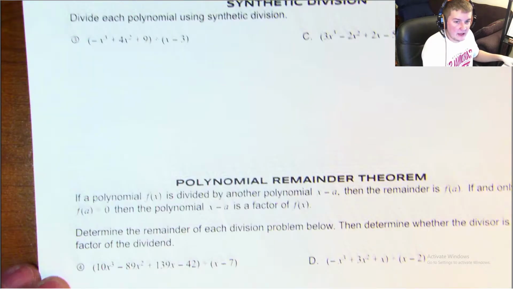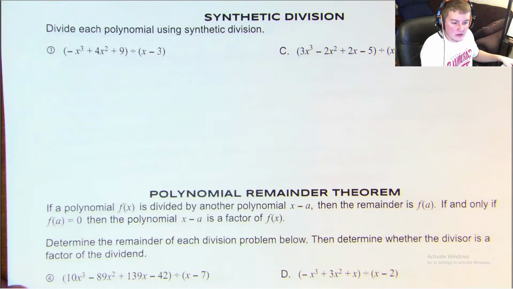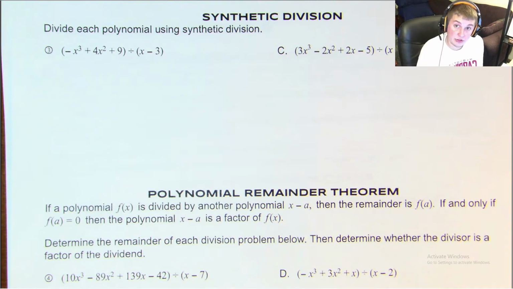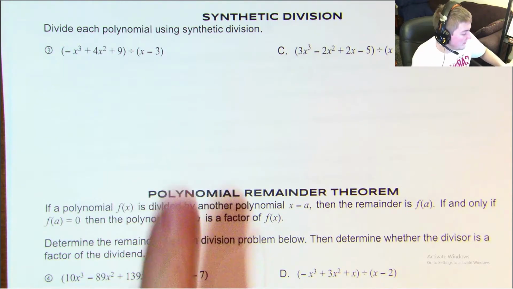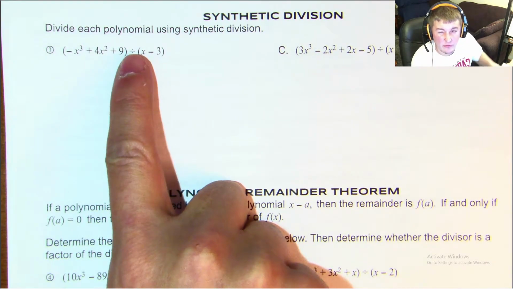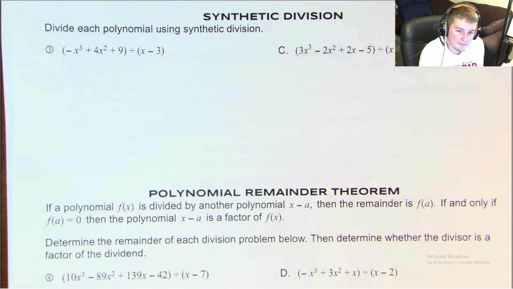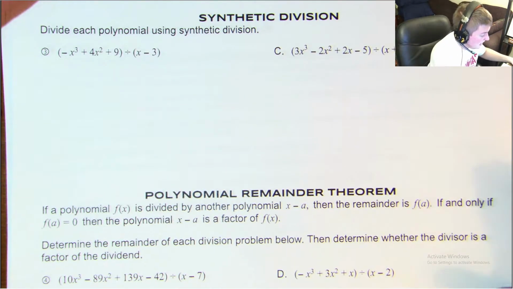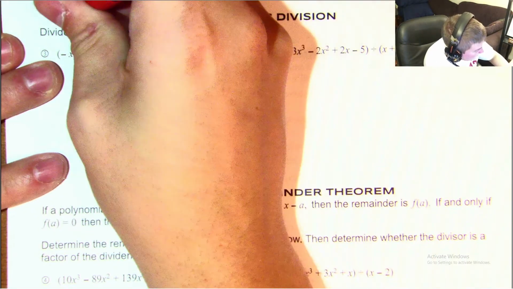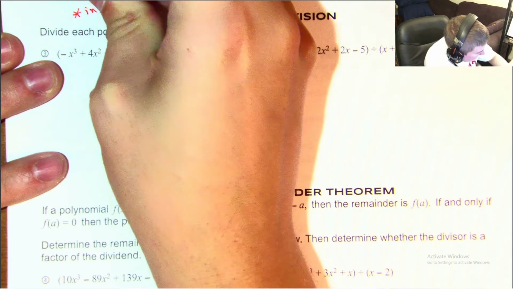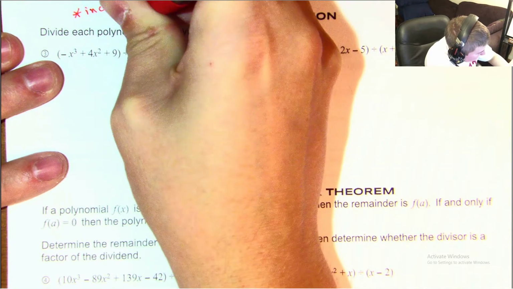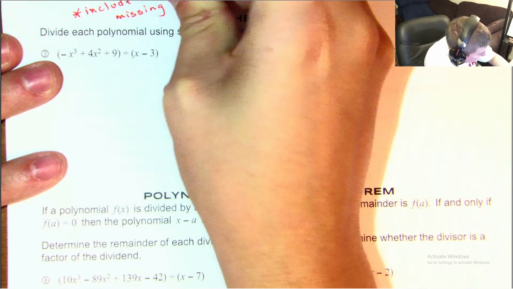Okay, now let's talk about synthetic division. Synthetic division, in my opinion, is significantly easier than long division. Okay, but it only works when you're dividing by a binomial, specifically with the value in front of x being 1. And so it's kind of like upside down division. Okay, so let's go ahead and do this. You also want to include missing terms, just like the previous one.